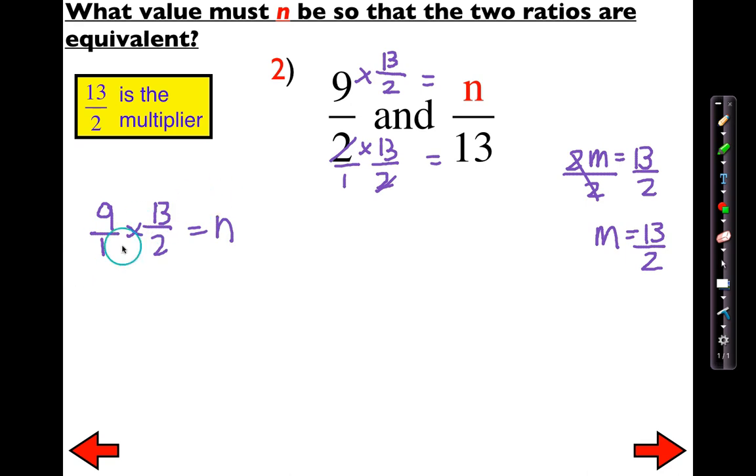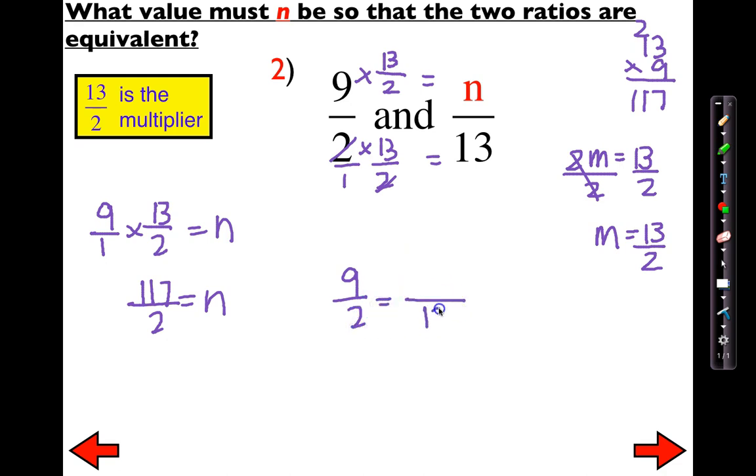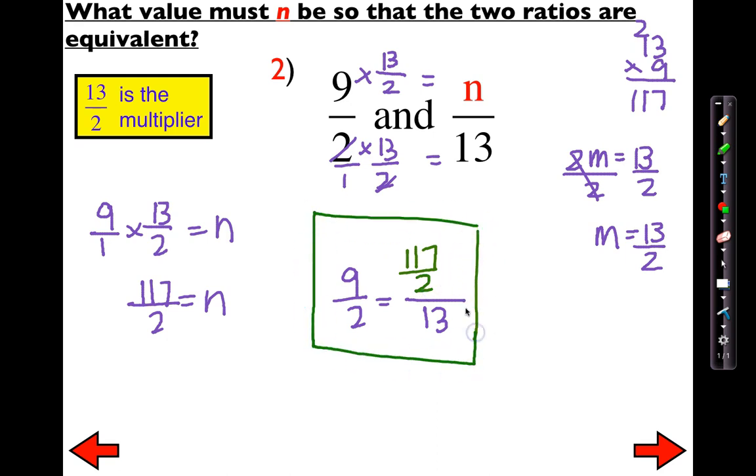I can't cross cancel, so I'm going to go ahead and multiply straight across. 13 times 9, I'm going to do some side work, that's 117. So that's going to leave me with 117/2 is n. So I'm going to go ahead and substitute that value into the value of n here so I can see what the new fraction is going to look like. So here we go. We have our 9/2 equals n/13. I know the value of n now. The value of n is 117/2.